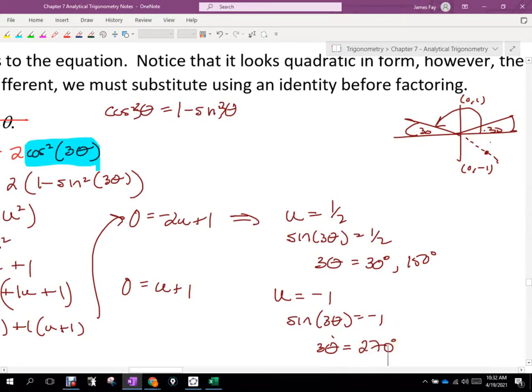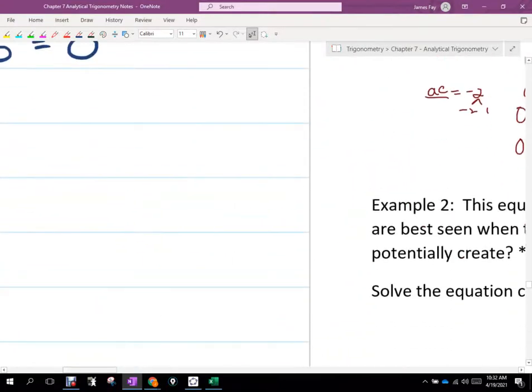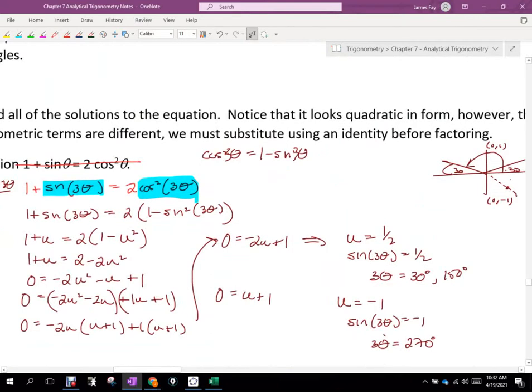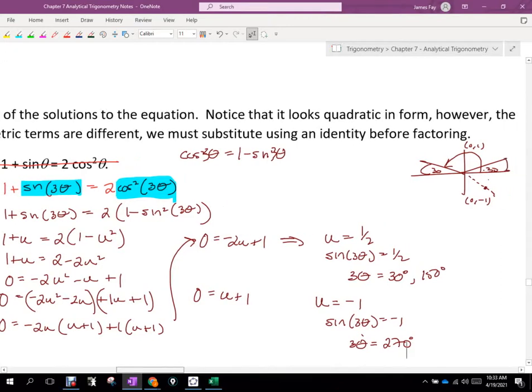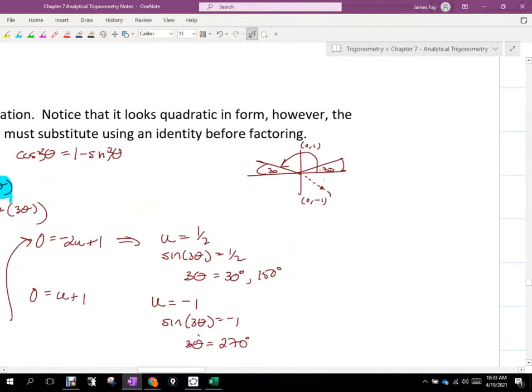Okay, so the algebra was no different here than what we did in section 7.4. We had to make a substitution first, which is a little bit different, and that's why this is in 7.5. It's a little bit more difficult equation. Once we go through the algebra and do the back substitution, we get down to 3 theta equals 30 and 150, 3 theta equals 270.